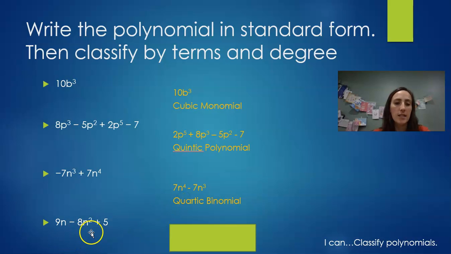And lastly, standard form, take our highest exponent, negative 8n squared plus 9n plus 5. There are 3 terms, so it is a trinomial, and the highest degree is 2, which makes this a quadratic trinomial.